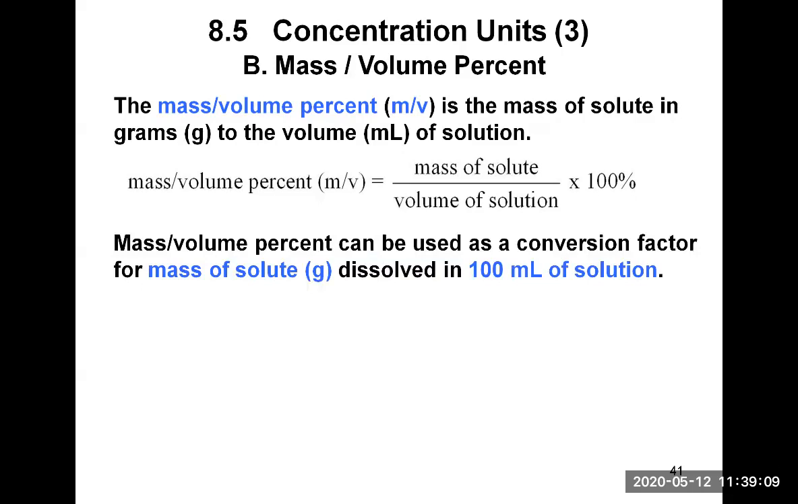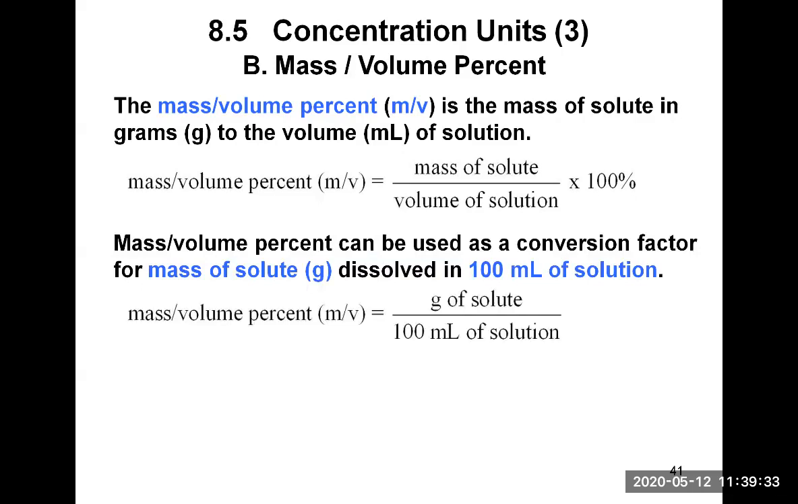So the mass per volume percent can be used as a conversion factor for mass of solute dissolved in 100 milliliters of solution. So when you're given a mass per volume percent, you can read it as a mass of solute in grams equals 100 milliliters of solution. Because if you have exactly 100 milliliters of solution, for example, then it would be just the grams of solute over the 100 milliliters of solution. And you would not need to multiply by 100 if your volume of solution is exactly 100 milliliters.